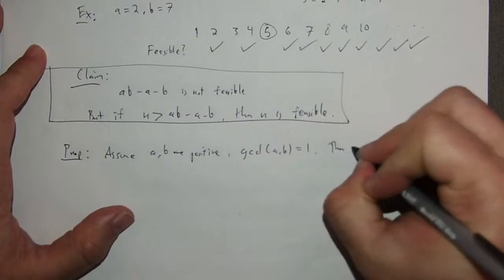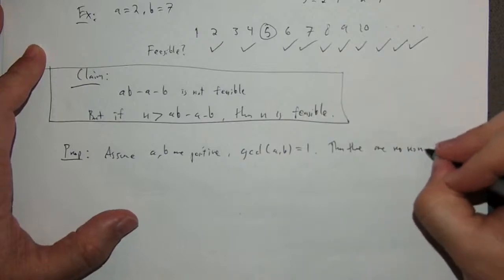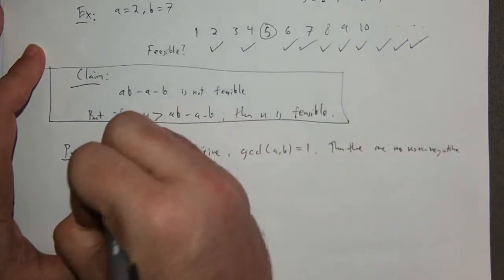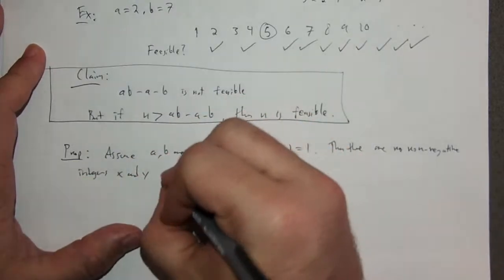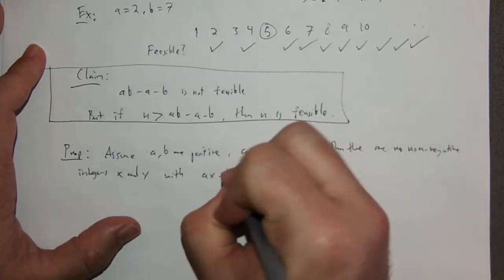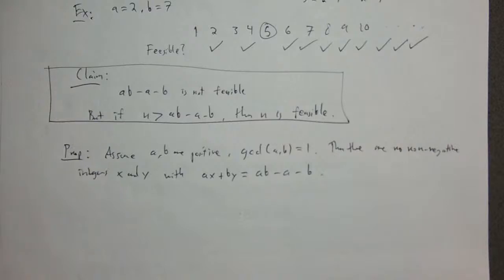Then there are no non-negative integers x and y with ax plus by equal to ab minus a minus b. Okay. So we were trying to show that this particular equation here has no solutions. Okay. All right.